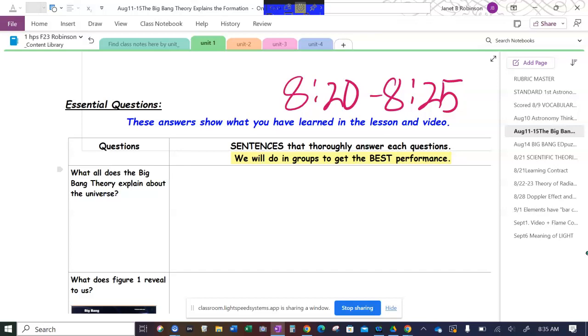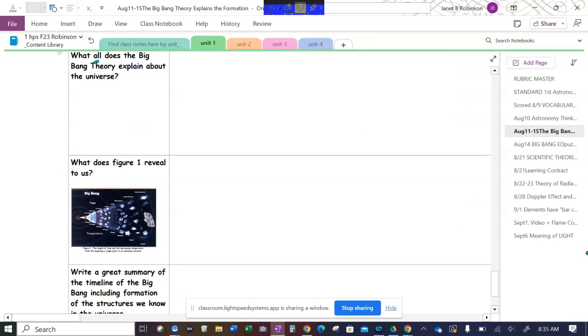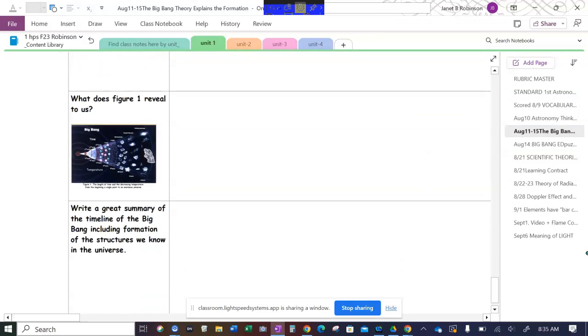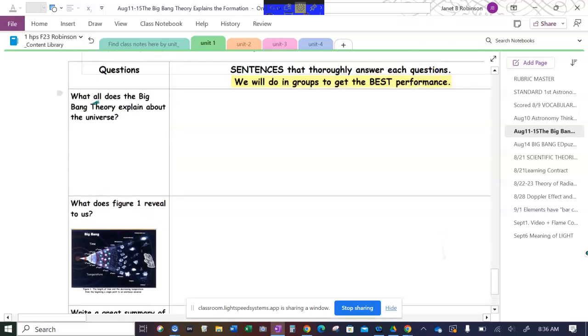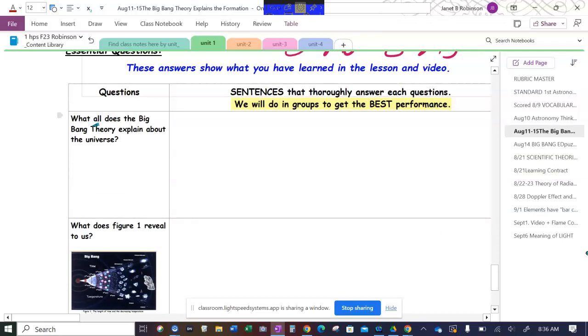When it says what all, this has to be really good. What all does the Big Bang Theory explain about the universe, and how many things are there? The second one is, what does figure 1 reveal to us? The third one is, write a great summary of the timeline of the Big Bang, including formation of the structures. So that's going to involve time. This one is simply going to ask about the explanation.